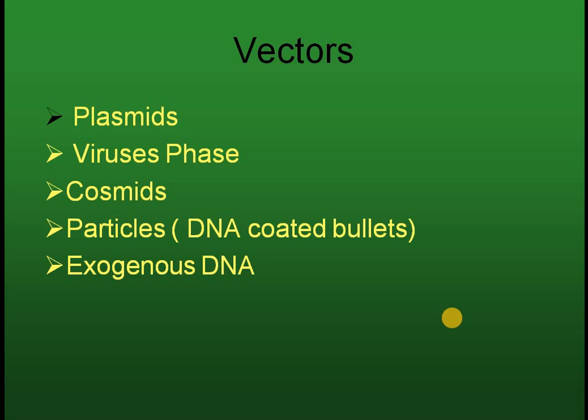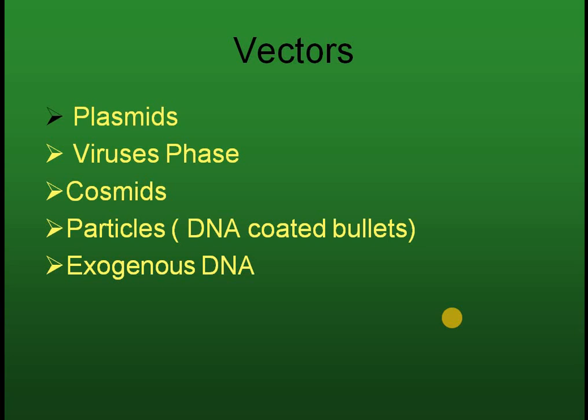Then the second thing you will require is the vector. Vector means carrier. There are a few vectors, we will discuss that. What is the use of vectors? The desired DNA can be inserted into the vector, and that vector can be inserted into bacteria, plants, or humans for the production of the desired product, for example, proteins.